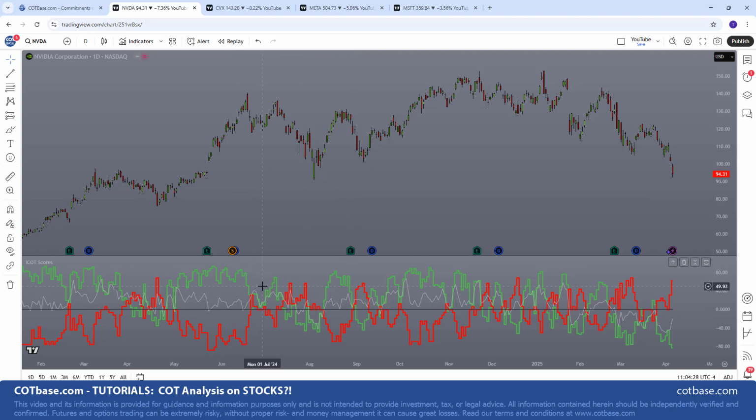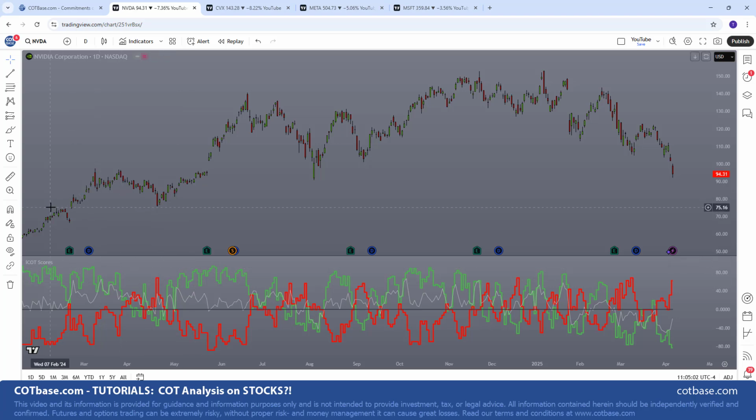What I have here is Nvidia. This is a daily candlestick chart, and what you can see is the relationship between these lines. We can call the red lines commercials and the green large speculators, just so that we can speak the same language that we're used to when we are talking about classic COT analysis. So let's start over here from February of 2024. This is more than a year of data here.